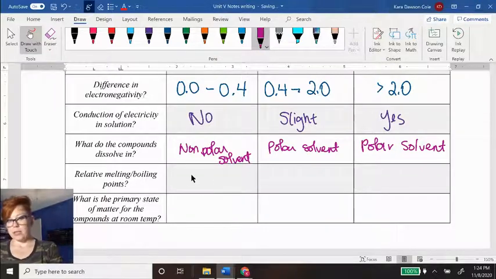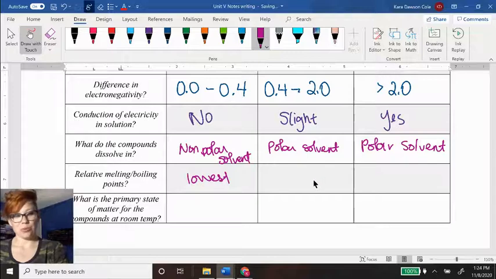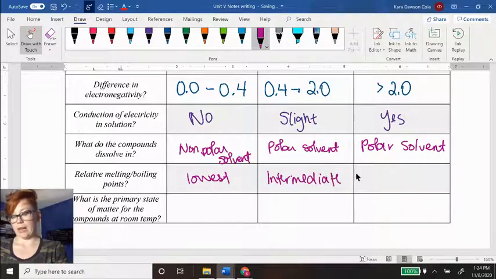Relative melting points. So the lowest goes to nonpolar. Nonpolar are going to have the lowest melting points and the lowest boiling points. Your polar compounds are going to be intermediate, and your ionic compounds are going to be high.